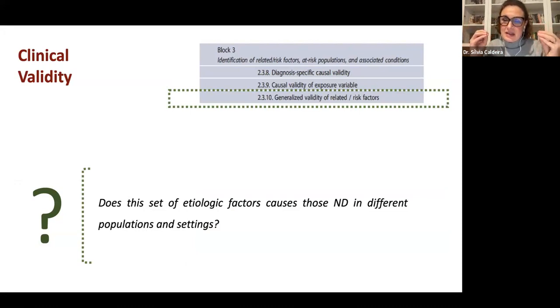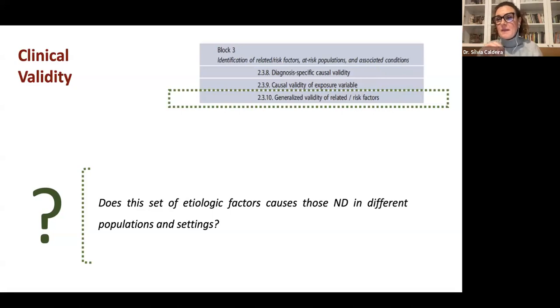We are asking if the causes of that specific nursing diagnosis are different for different settings and populations. It's not thinking, are there different diagnoses? It's more complex than that. It's trying to understand if the causes of that nursing diagnosis also differ in different populations and in different contexts.